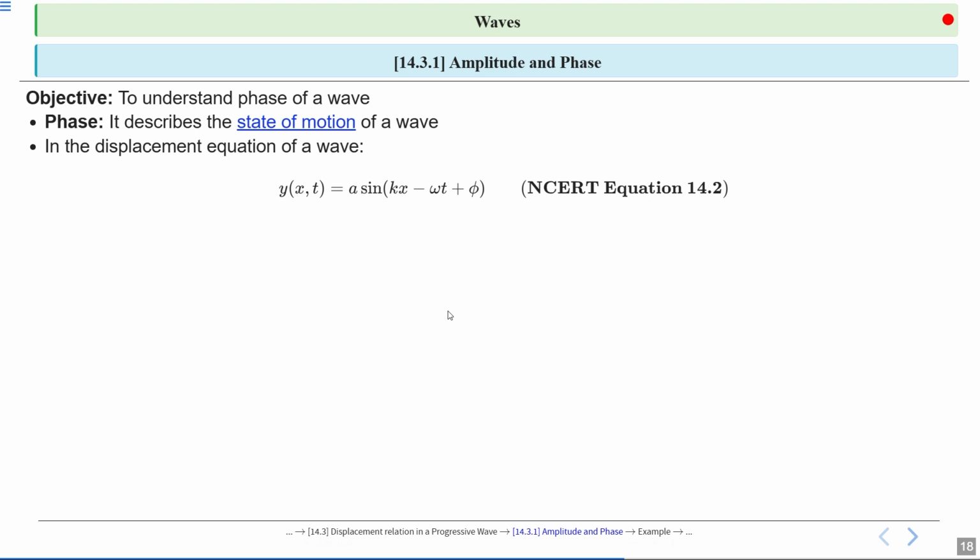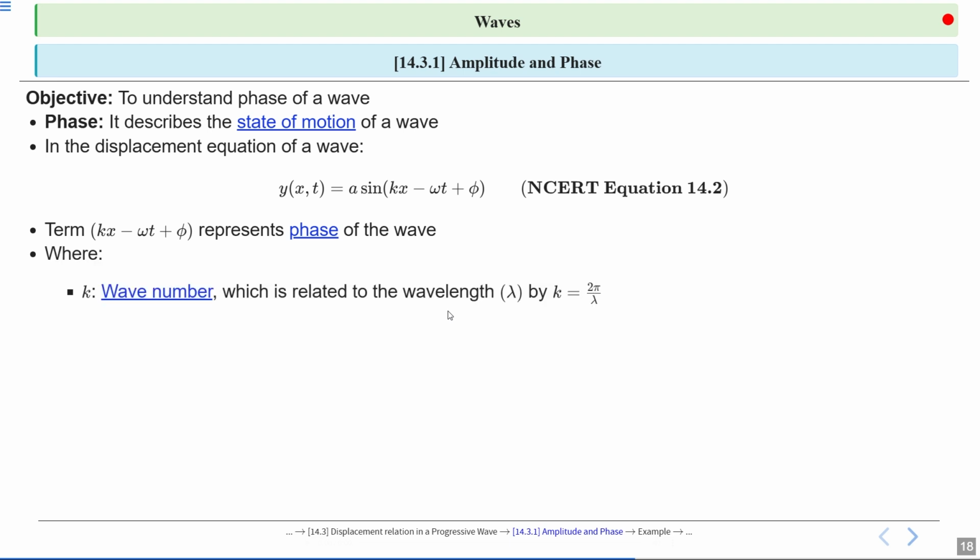So, in the displacement equation of a wave, y(x,t) = a sin(kx − ωt + φ), which is a standard equation, the term kx − ωt + φ represents the phase of the wave. Clear? This entire expression is called the phase. The phase tells us how far along its cycle the wave is at any position x and time t, where k is the wave number, which is related to the wavelength λ by k = 2π/λ.